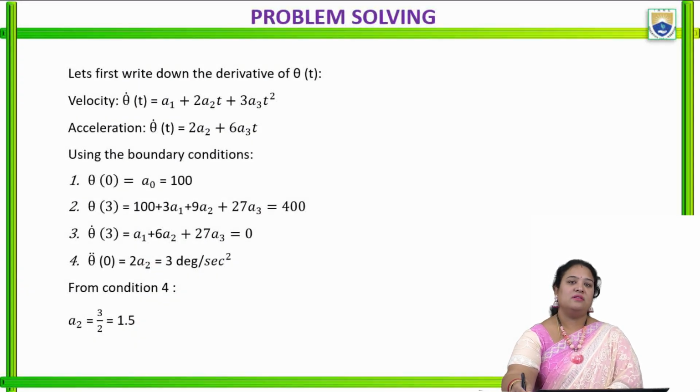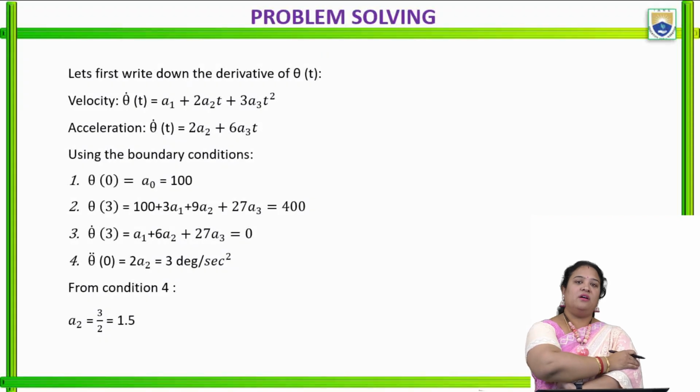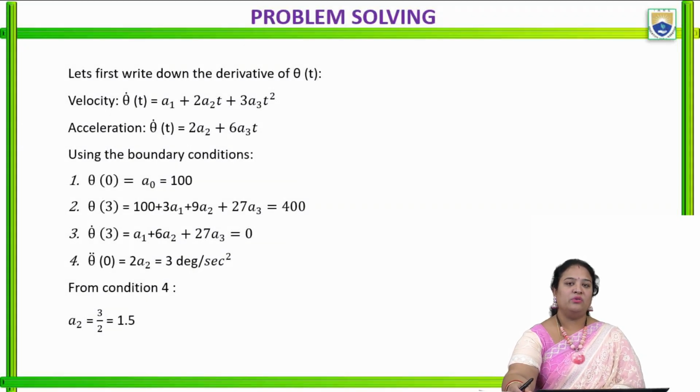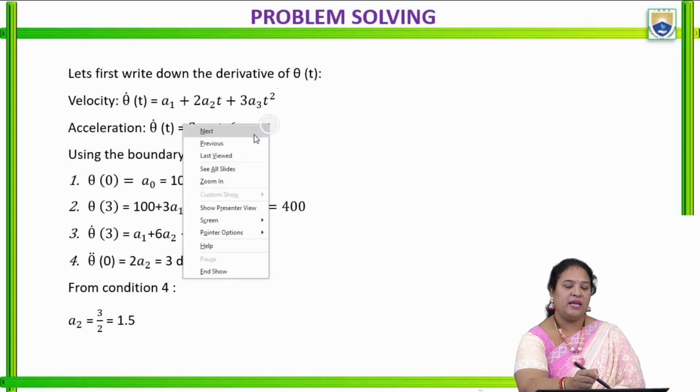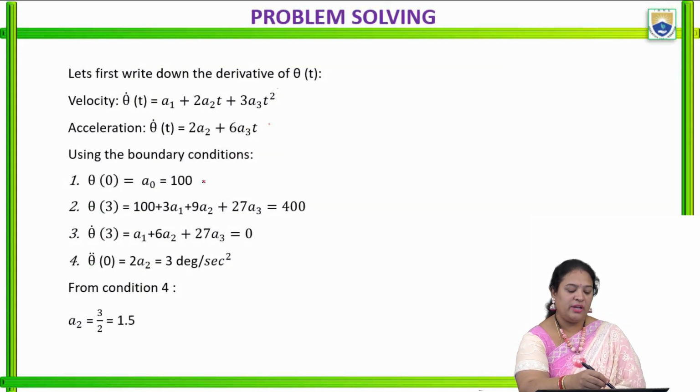First, let us write down the equations for velocity and acceleration, in order to derive theta of t. The velocity equation is a1 plus 2a2 t plus 3a3 t squared, and the acceleration is 2a2 plus 6a3 t. Already we know a0 is 100 and theta of 3 is equal to 400. Theta dot of 3 is equal to 0, that is a1 plus 6a2 plus 27a3 equals 0. Theta double dot of 0 is equal to 2a2.